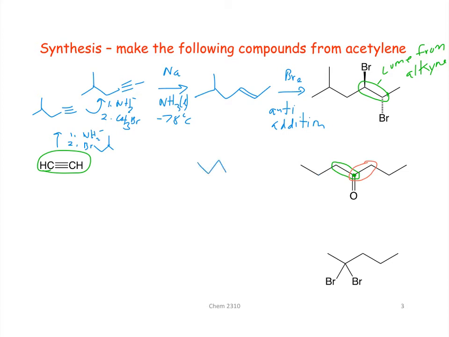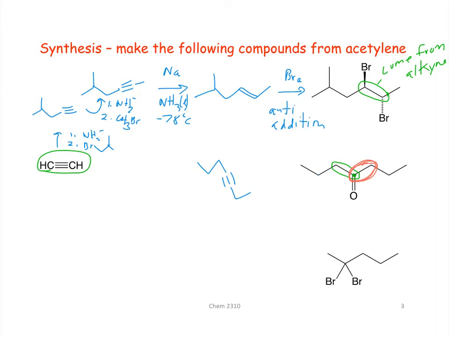1, 2, 3, 4. Let's do it like this. 1, 2, 3, 4, 5, 6, 7. Okay, so I'm going to put it there. I guess I put it on this side where it was in red. Okay, so either way, we get 1,2,3-heptyne.